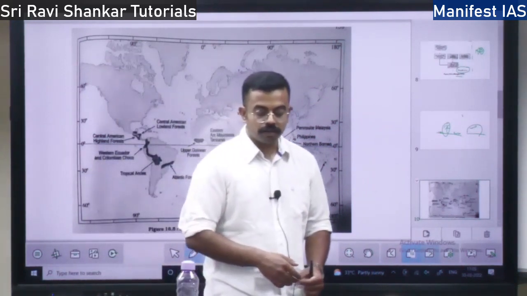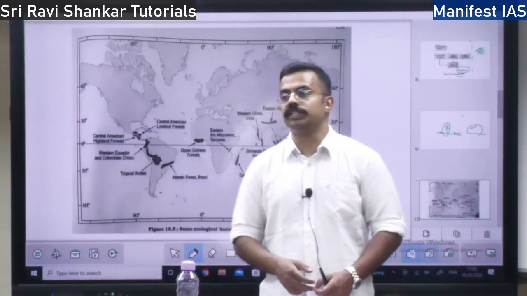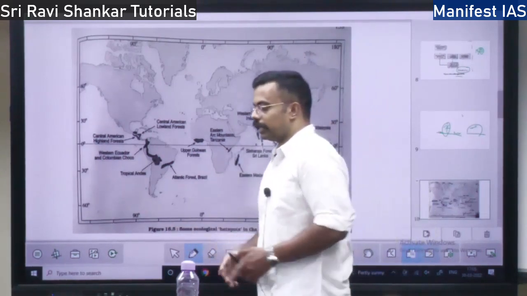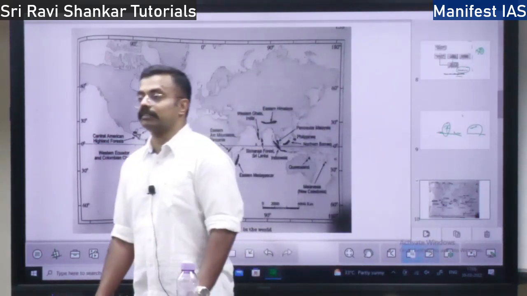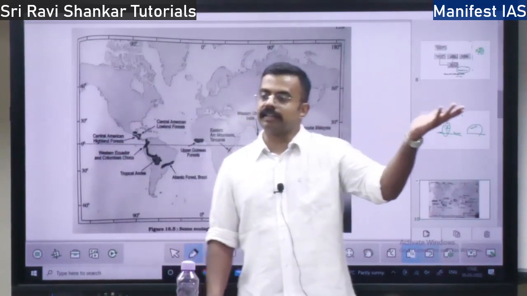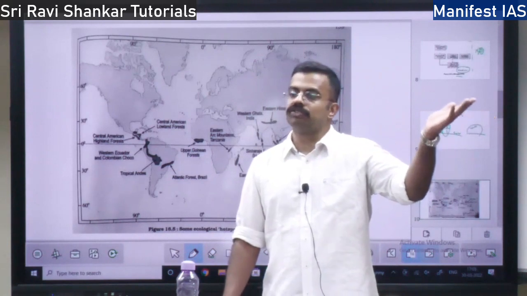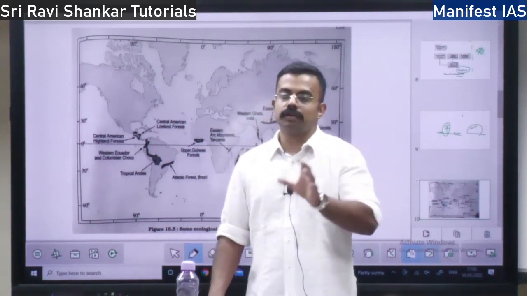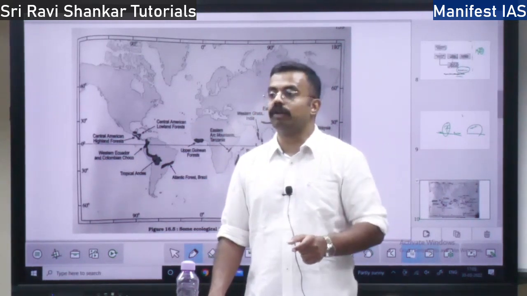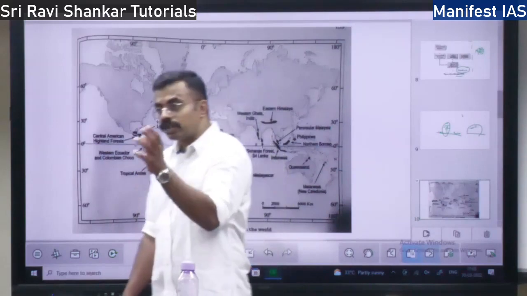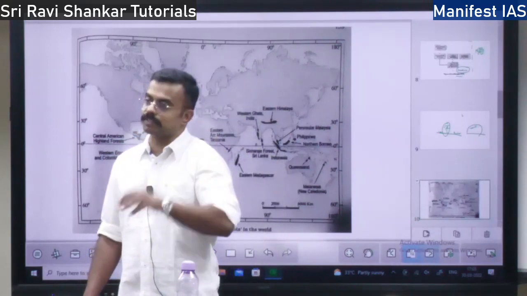Then you have the introduction of exotic species. Exotic species means what? In India, let's say there is this Parthenium grass. It is not from India. It has come from some American region. Once it came to India somehow, it became a weed. It's an exotic species. Exotic species means it does not belong to India. It has come from somewhere else.